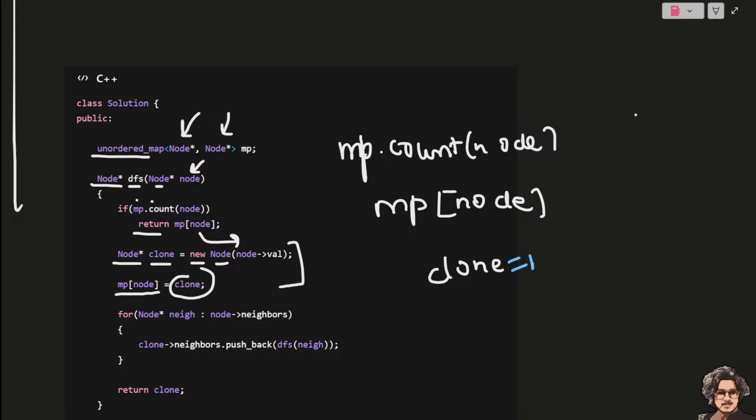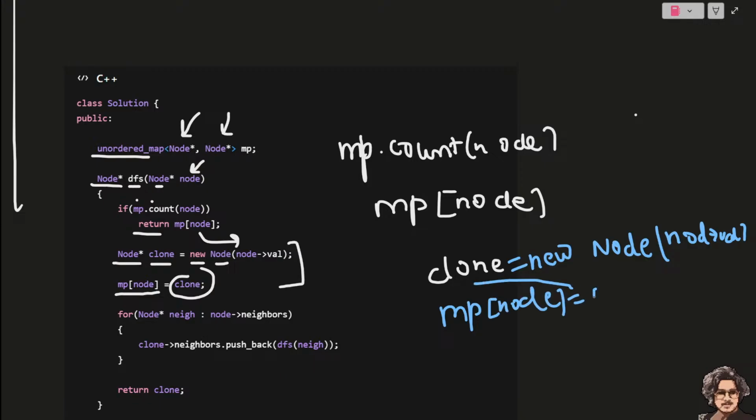So in that case, we have created a new node, and inside this node we put the value of the previous old node. So this is the thing. And what we assign is mp of that node, whose value is assigned to this clone's value.